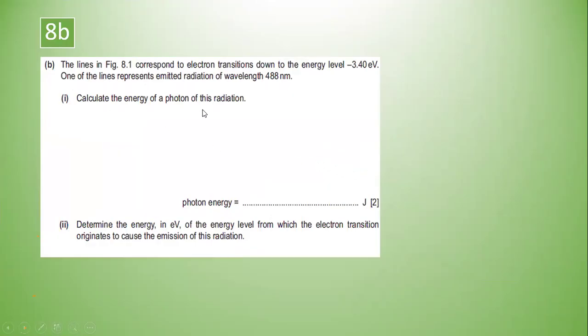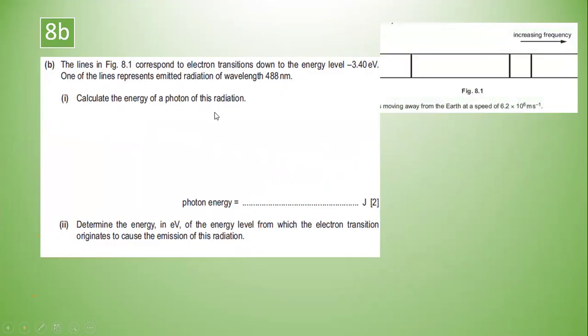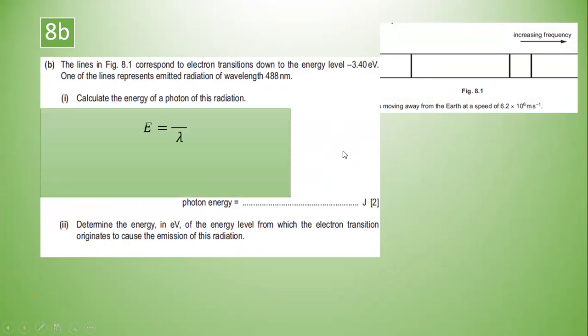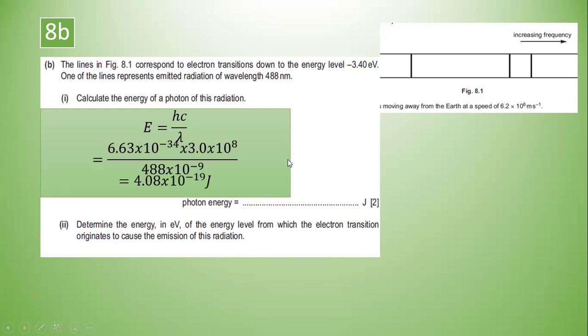Calculate the energy of photon of the radiation. Okay, this is from the earlier question. You see, E equals hc over lambda. There's your h, there's your c, there's your lambda. Change to SI unit, calculate out. So there's the energy of the radiation, right?